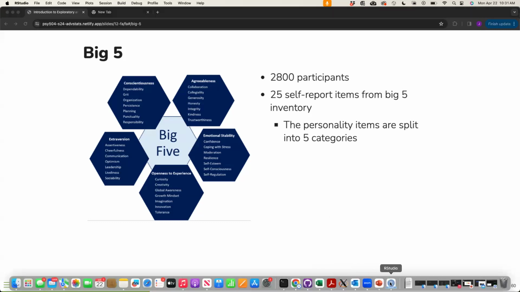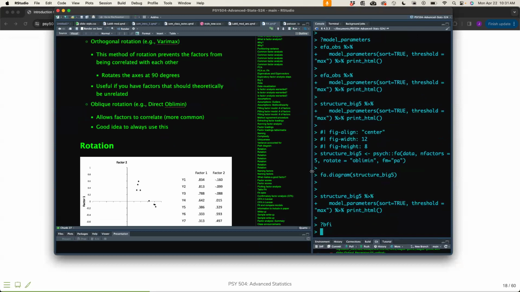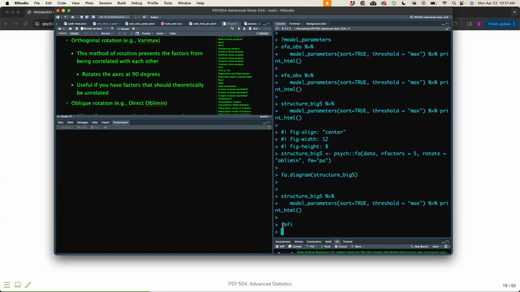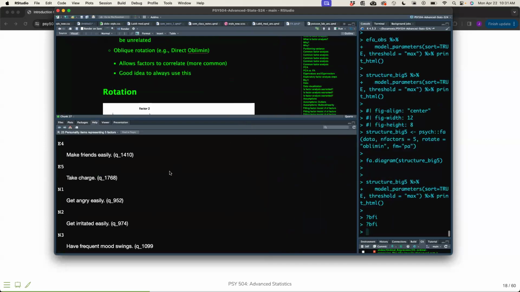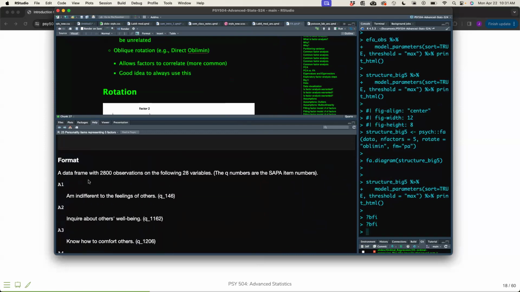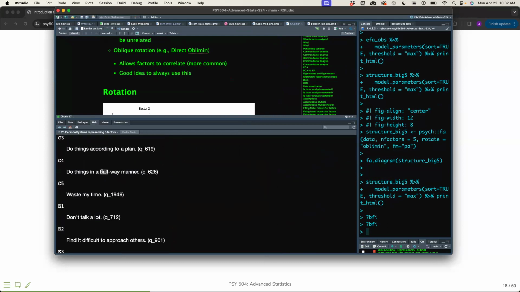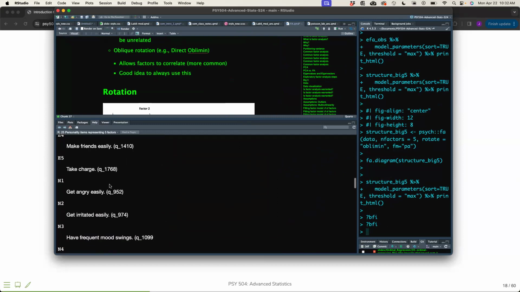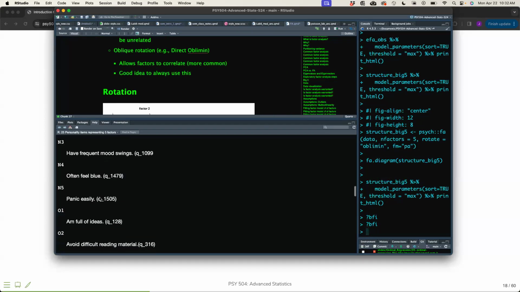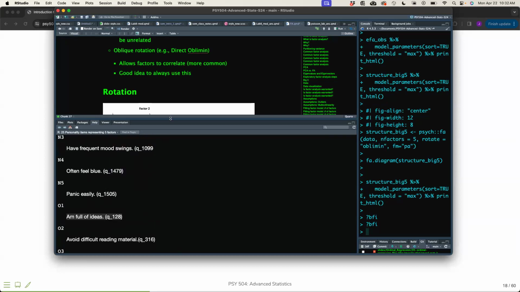Let's take a look at the actual items that people answered. Here's an example of some of them. They're labeled alphanumerically according to the dimension, which makes our lives a lot easier. A1 is agreeableness: I am indifferent to the feelings of others. We have a conscientiousness question: I do things in a half-way manner. Extroversion: I know how to captivate people. Neuroticism: I get angry easily. And then openness: I am full of ideas. This is just an example of some of the questions that folks answered in the survey.